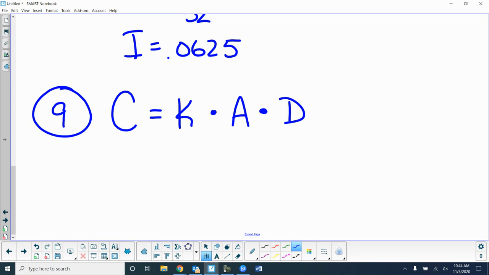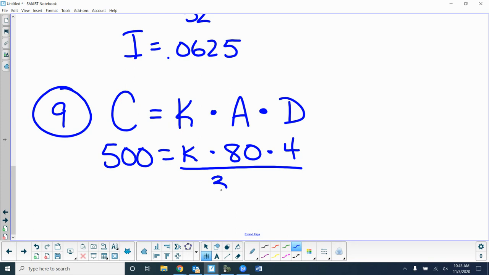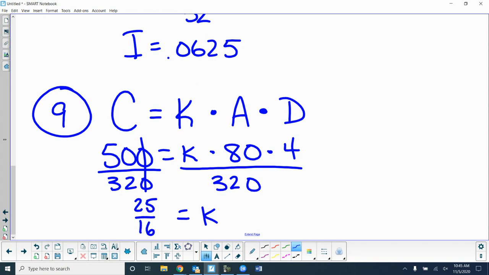It costs $500 for a patio when the area was 80 square feet, you just write the number, you don't need the feet squared, that's just the units, and a depth of 4 inches. So 80 times 4 is 320, so I'm dividing by 320 to solve for K. Zeros cancel, and dividing those by 2 is 25/16. The decimal for K was 1.5625. I just left it as a fraction.